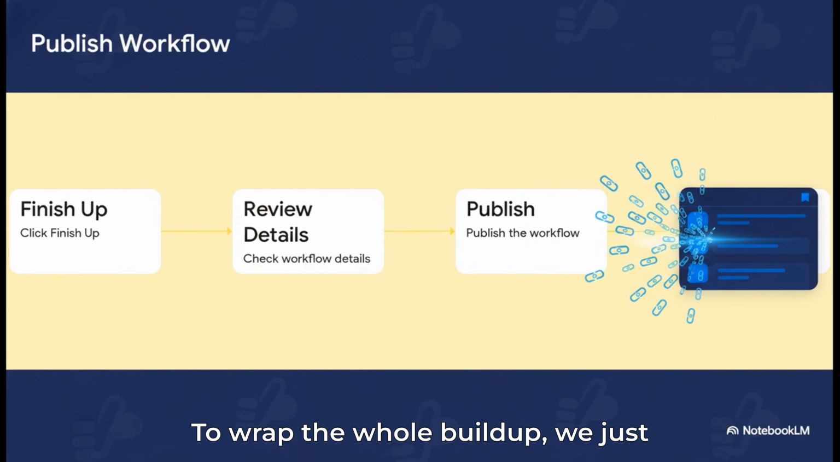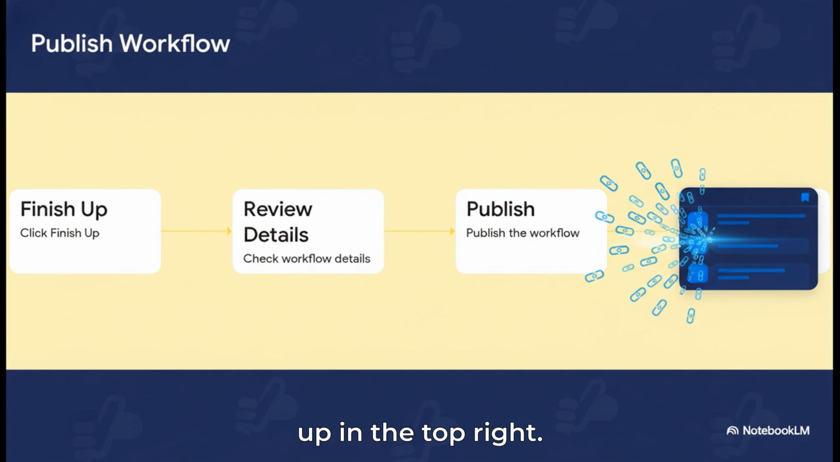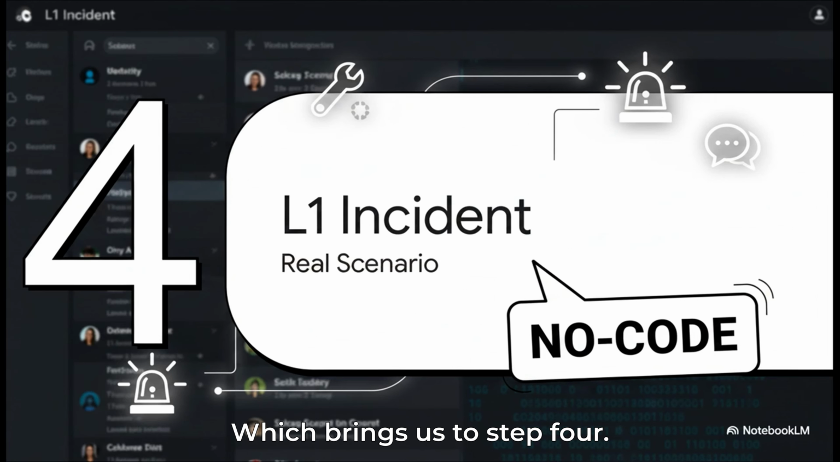To wrap the whole build up, we just click Finish up in the top right. Give the details a quick review to make sure it looks good, hit Publish, and Slack hands over our magical trigger link. We take that link, drop it directly into a company announcements or support channel, maybe bookmark it at the top, and it's always ready to go. Which brings us to step 4.